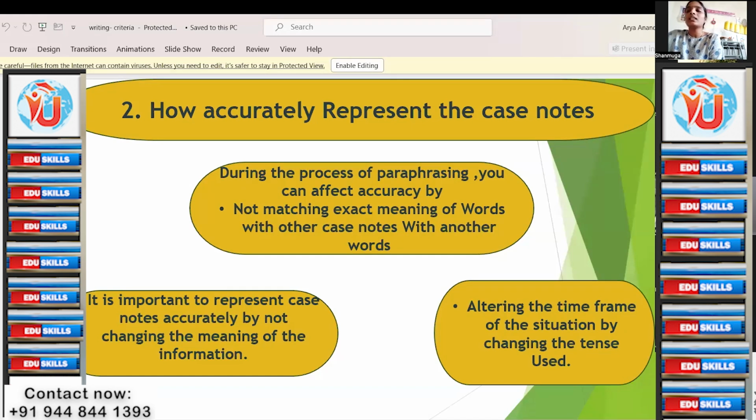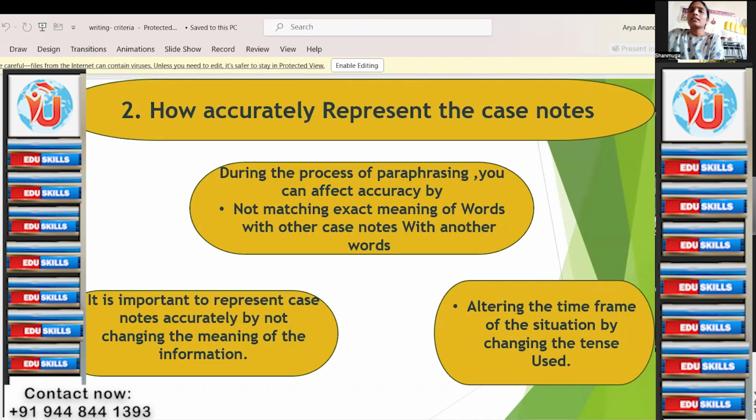And another one is altering the time frame. If you are writing present tense or present continuous tense, but it is in the past, when the reader reads it, they will think it is still continuing, though it is a completed action in the case note. The reader may think that the patient is still having this complaint. So you can see how changing the time frame gives a different situation to your scenario. We can see this with examples.